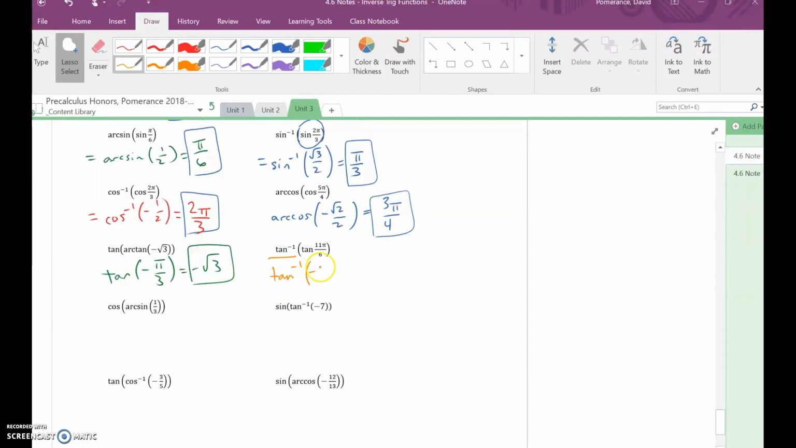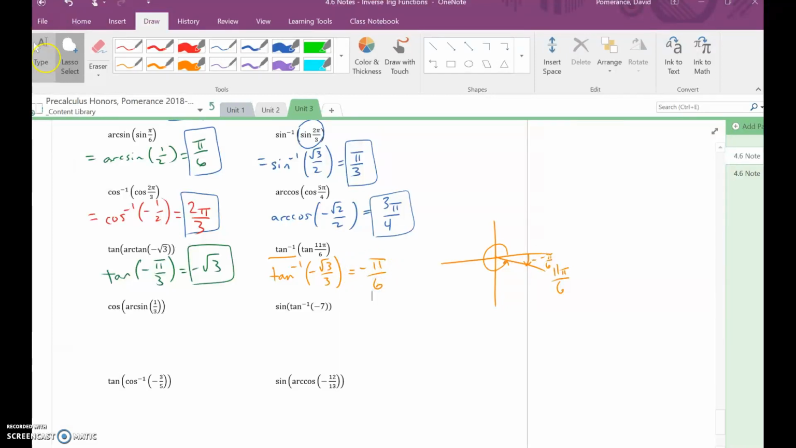I believe that's negative root 3 over 3. So we're going to take the arctan of negative root 3 over 3, and you'll say, wait a second, that's quadrant 4, that's part of the domain, we are going back to 11 pi over 6. Yes, we are going back to that same location, that same angle, but instead of going the long way around, we're going to go the short way around. So that's negative 1 pi over 6. So the answer is going to be negative 1 pi over 6.